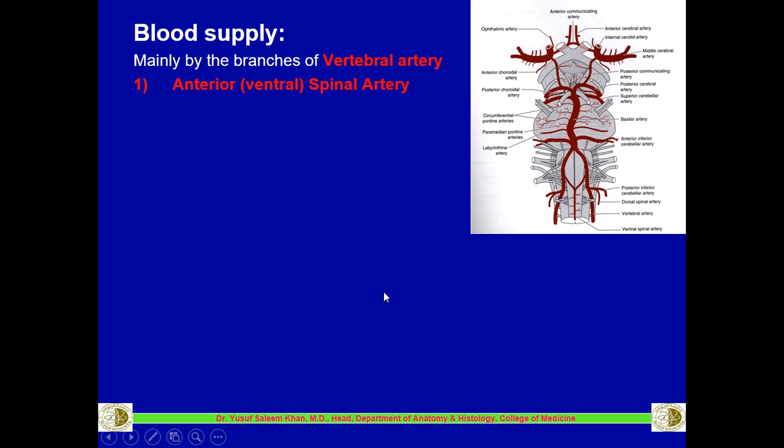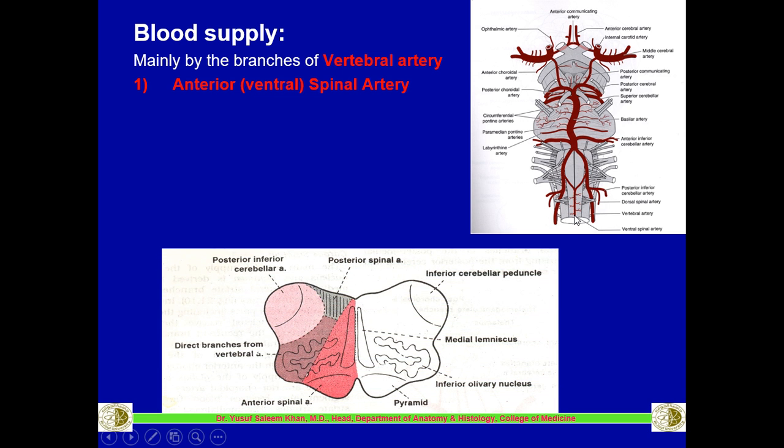The two vertebral arteries will give rise to the anterior spinal arteries. They join in the midline to form the ventral spinal artery, or the anterior spinal artery, which will be supplying the anterior and anterolateral part. If you can see here, this is the area supplied by the anterior spinal arteries.